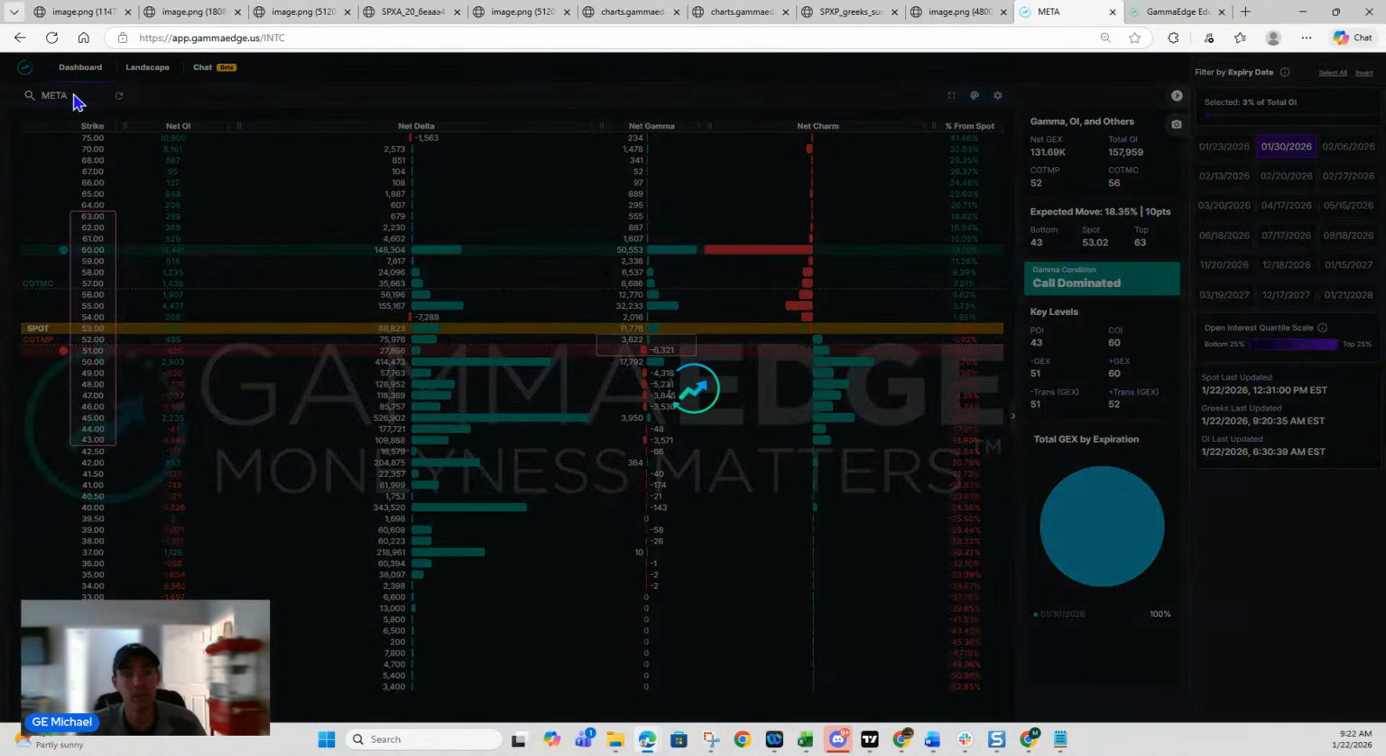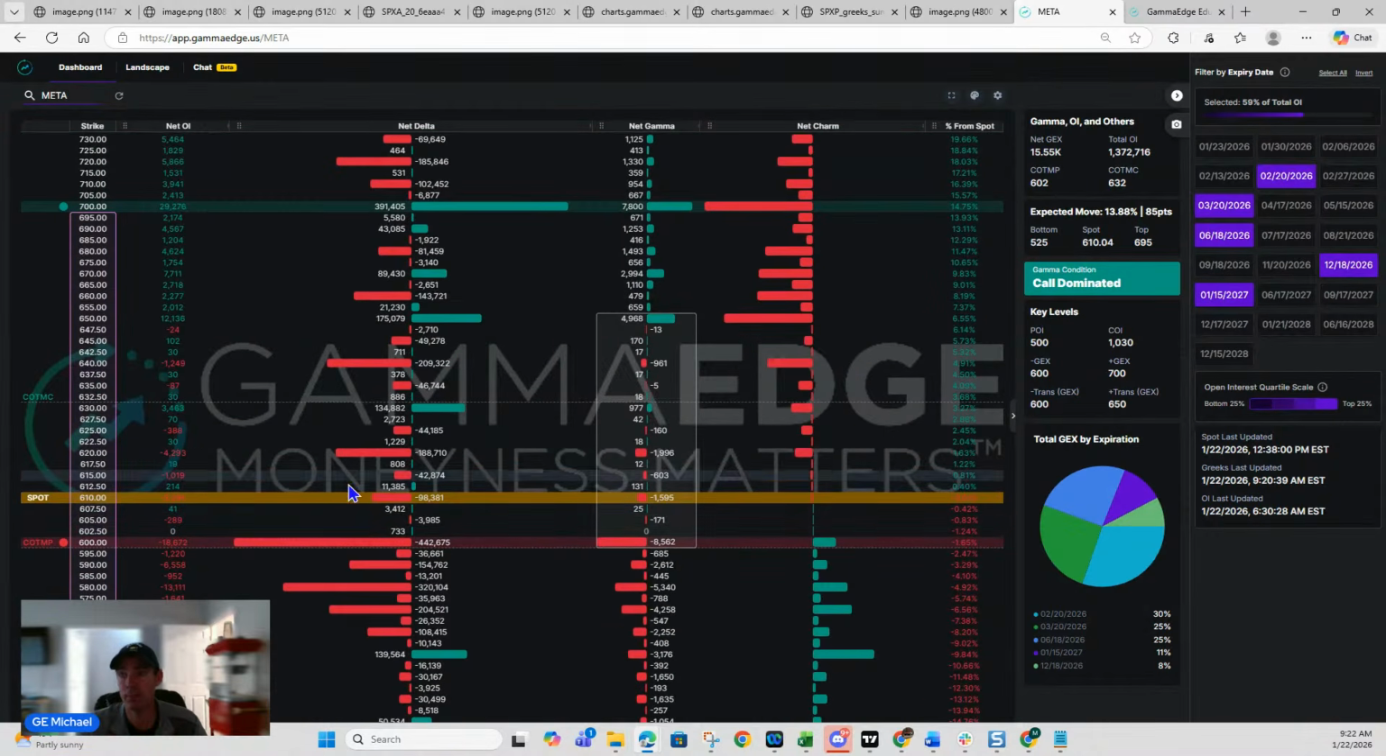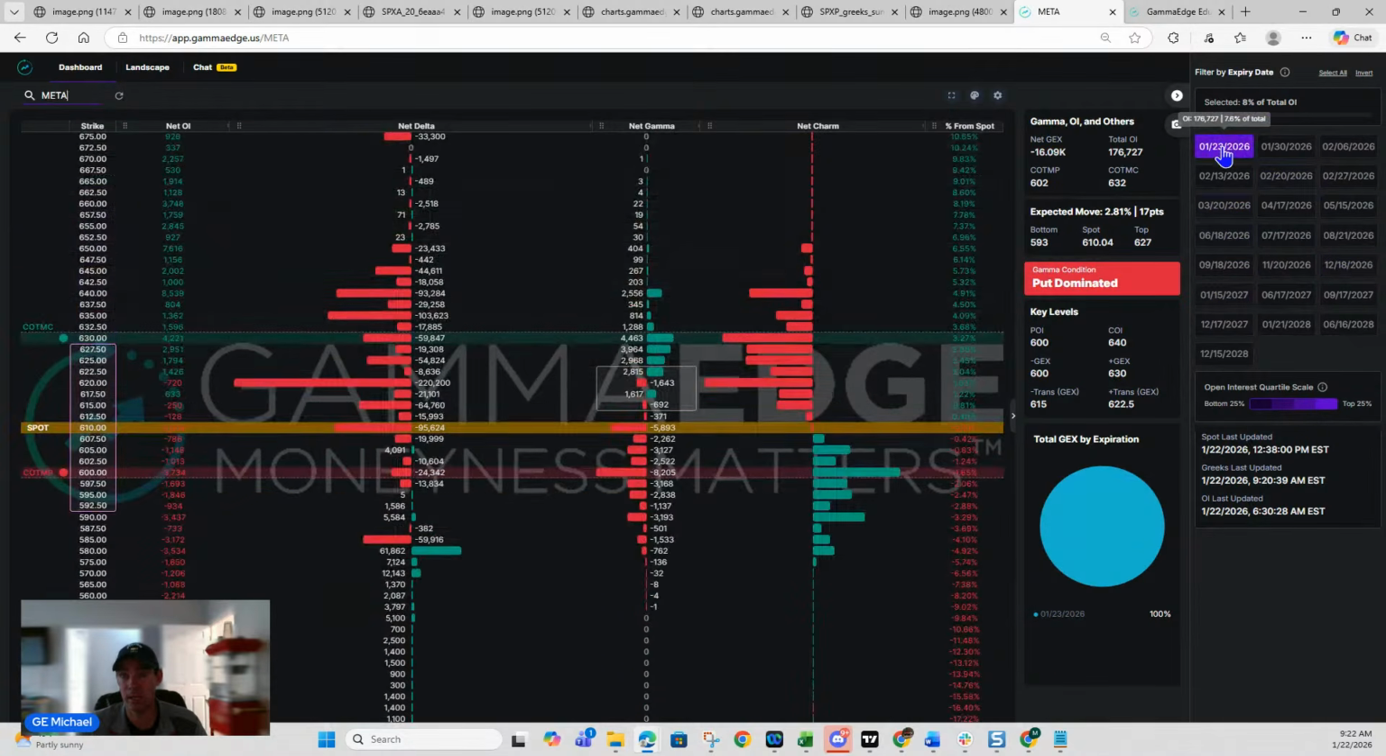Meta, let's look at Meta. Call dominated, highest quartile. Everything looks good on Meta. Spot price 610. You're within the overall transition there, though. Structure is not as well defined to the upside, even though we are call dominated. You have PGX up there at 700, so speculators there. PGX 630, but you're below transition on Meta.